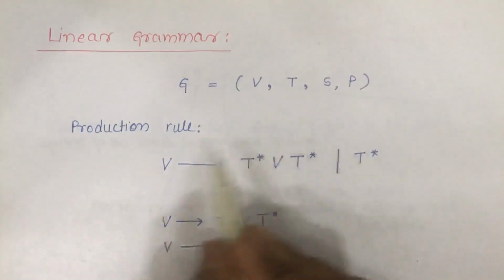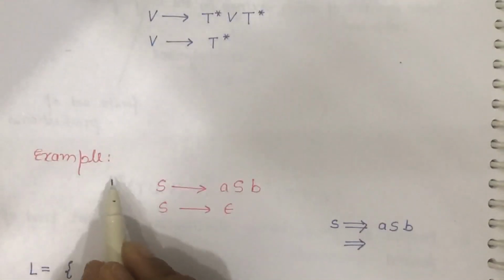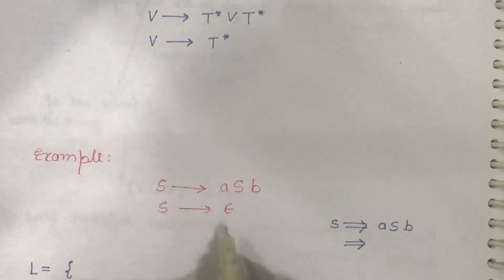So this is the production rule for linear grammar, where on the left hand side there will be one non-terminal and on the right hand side there can be at most one non-terminal. Now we will look at an example. Here we'll try to see whether it is a linear grammar or not.